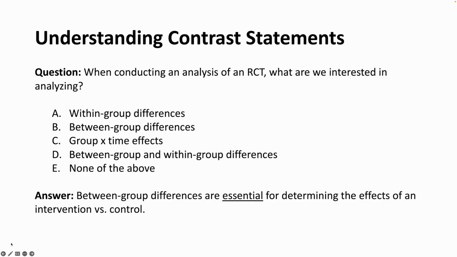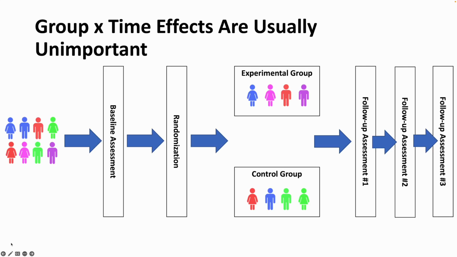This is what is essential for determining the effects of an intervention versus control group. Now, we may be interested as well in within group differences or group by time effects, but really at the end of the day, what we should be interested in, and the primary purpose of an RCT, is looking at between group differences. Now, group by time effects are usually going to be unimportant. What does that mean?